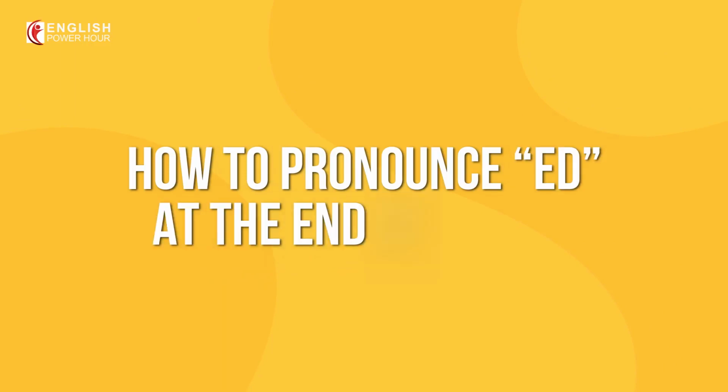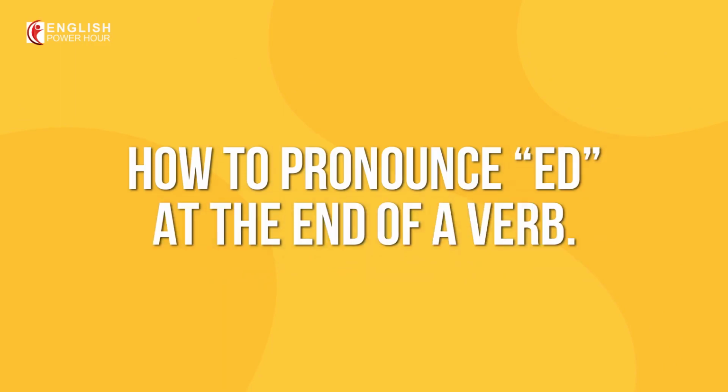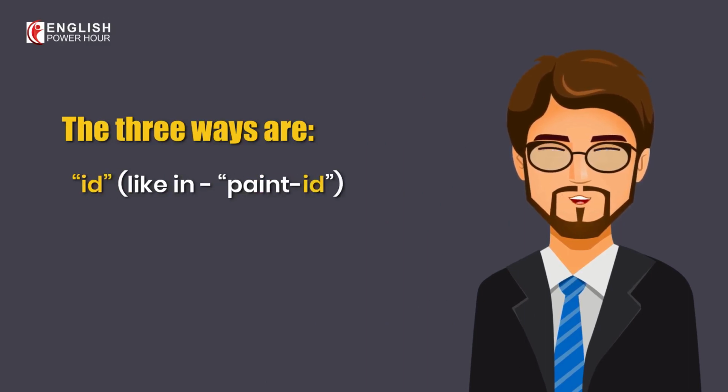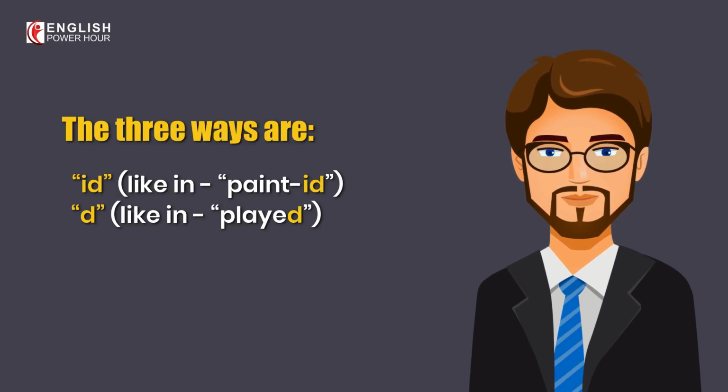How to pronounce ed at the end of a verb. Here is some help if you are not sure how to pronounce ed at the end of a verb. It is difficult to know how to pronounce ed in English because it's pronounced in 3 different ways. It depends on the letter before. The 3 ways are id, like in painted, d, like in played, t, like in hoped.